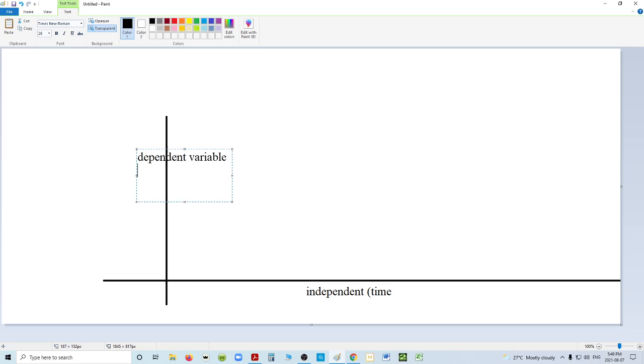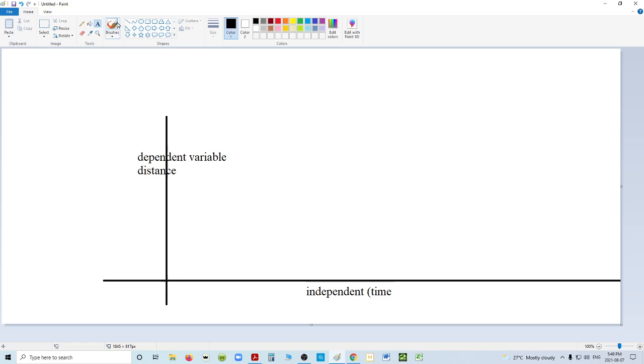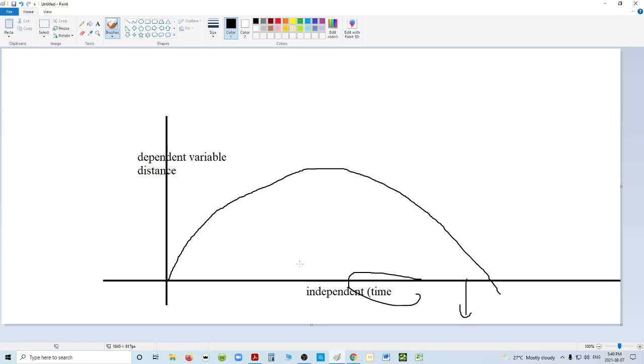A good example would be distance of a ball. Let's say you throw a ball. Well, time moves forward whether we throw the ball or not. But how the ball travels is dependent on how much time passes. So let's say we throw the ball up, and then gravity takes hold, and then it comes down. And interestingly enough, when we're working with time, we're often never looking back in time.